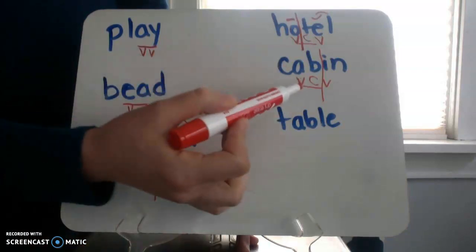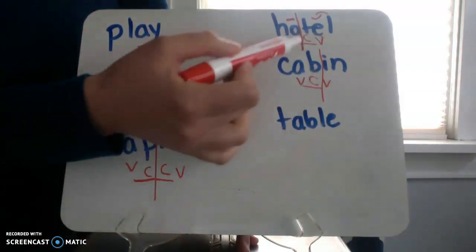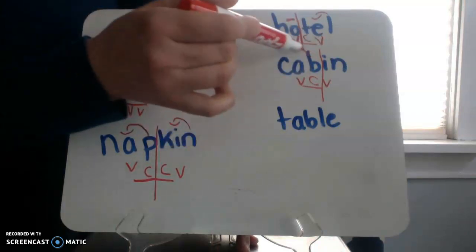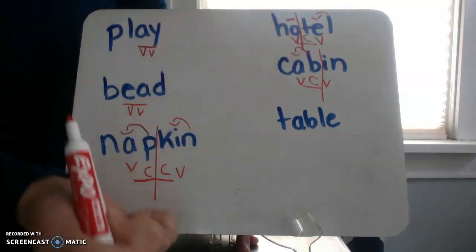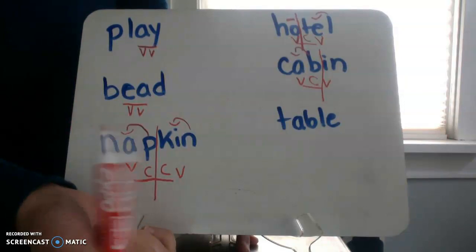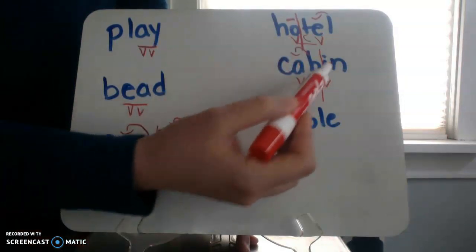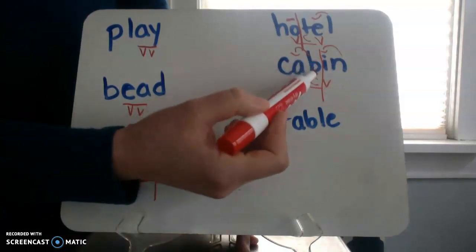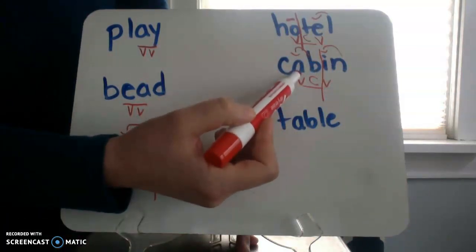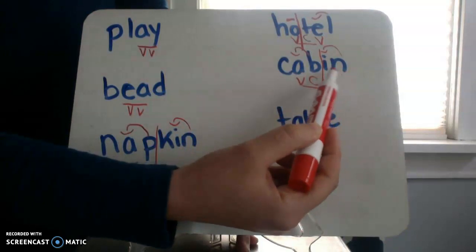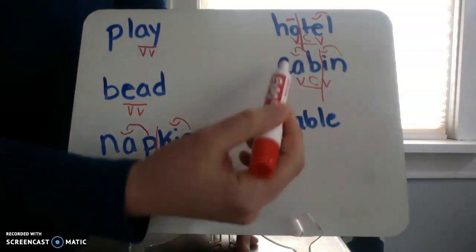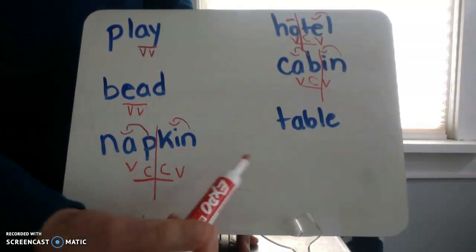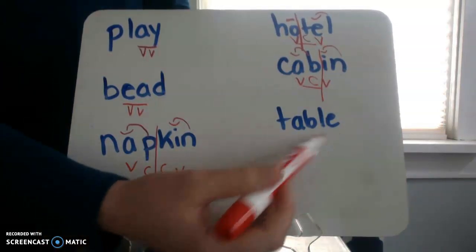Okay, because remember, VCV pattern, you flip it. You can make it say its name or you can make the vowel say its sound. So now that says cabin. Cabin. There's a consonant at the end. My A is going to make its sound. There's a consonant at the end. The I is going to make its sound. Cabin, cabin.